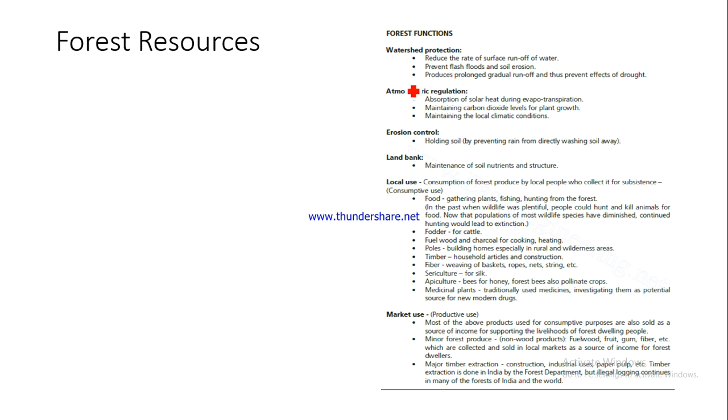Again, what are the functions performed by the forest as far as atmospheric regulation is concerned? Number one, it absorbs solar heat. Why would it absorb solar heat?